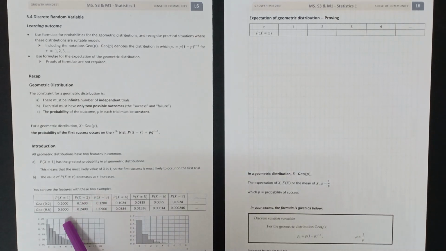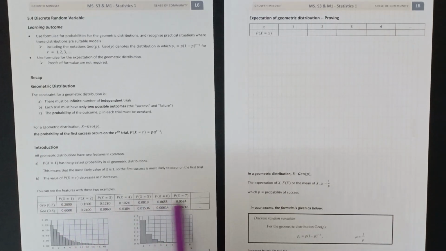You can see for these two examples, I picked one where p is below half and one where p is greater than half, which is 0.6. When you look through this set of values, you can realize that P(X=1) always has the highest value. Then all the values here are decreasing, and all the values here are decreasing also. When you look at it with a bar chart or a vertical line graph, you will realize that for geometric distribution, they will always have this kind of decreasing graph.